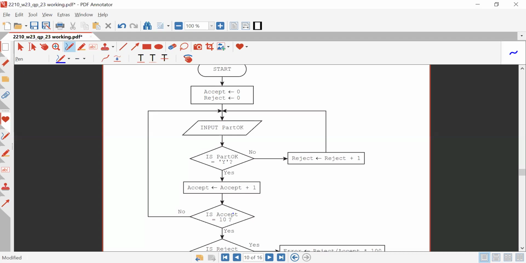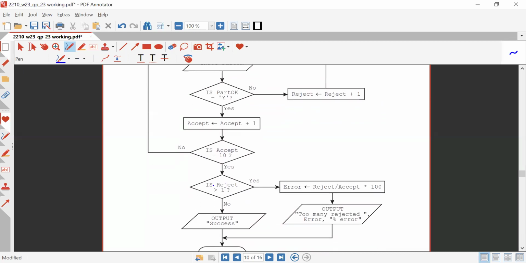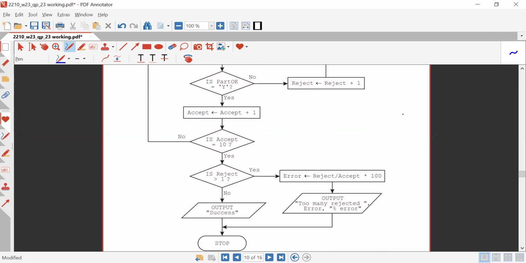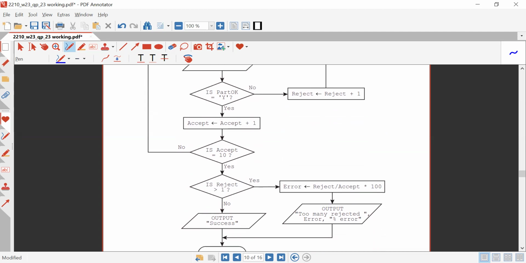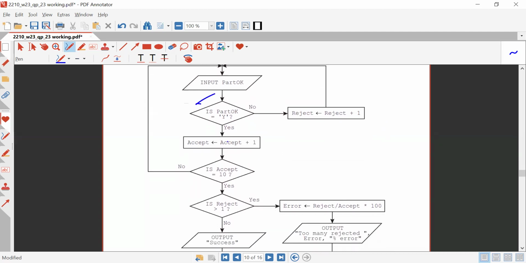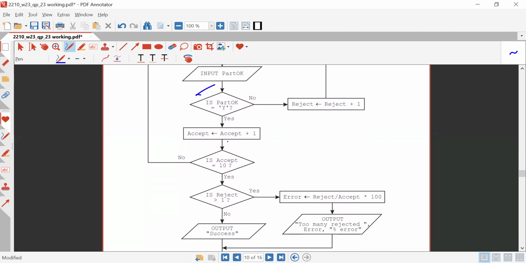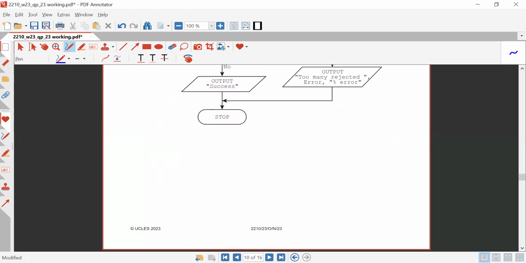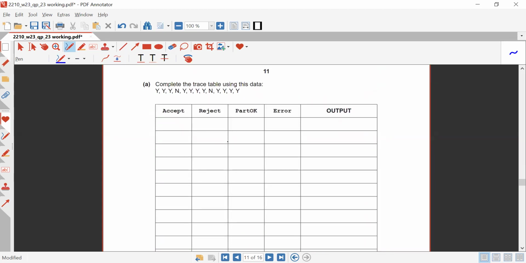Until the accept value is 10. If it's a no, it will be repeating. If it's a yes, it asks is reject greater than 1. If it's a yes, we will be finding out the error percentage. Otherwise we will be displaying the output success. Now, is part okay equal to y? I've told you about the yes part, but if it's a no, reject will be reject plus 1, that means the count of the reject will be incremented by 1. Now they say complete the trace table using this data.